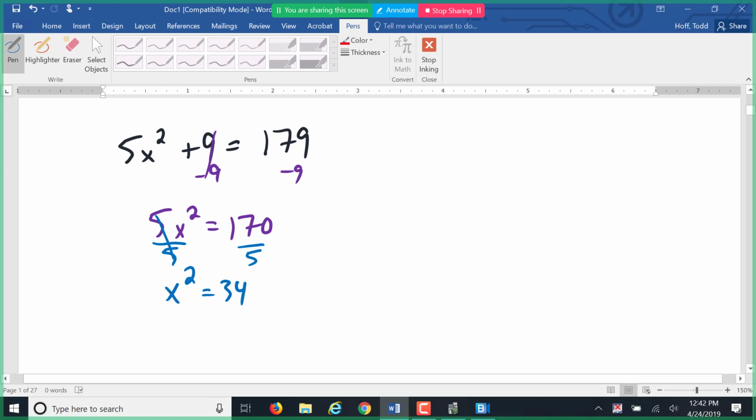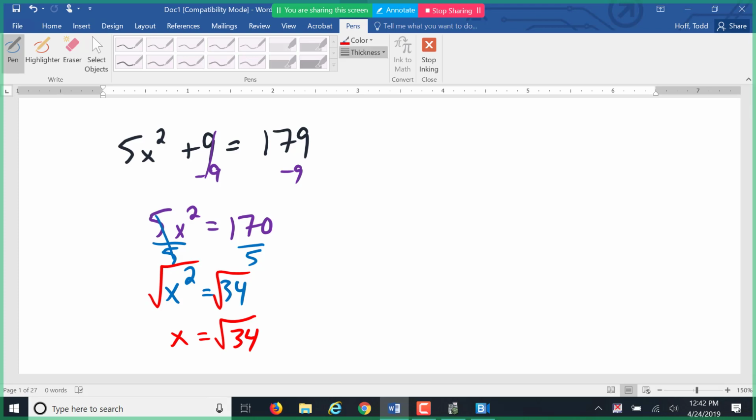And then square root both sides. x equals the square root of 34. Now we could calculate that out in our calculator to get 5 point something, or we've seen with our radicals, we can just leave it like that as the square root of 34.